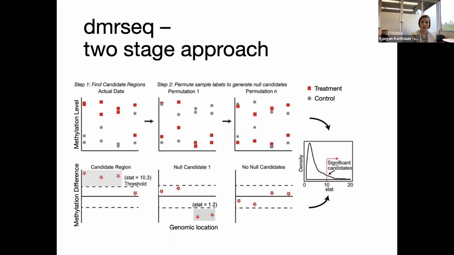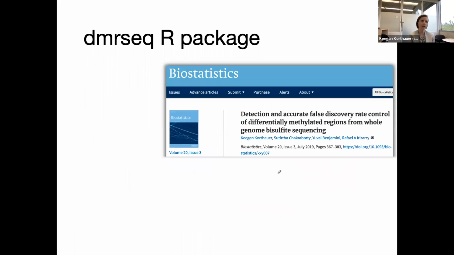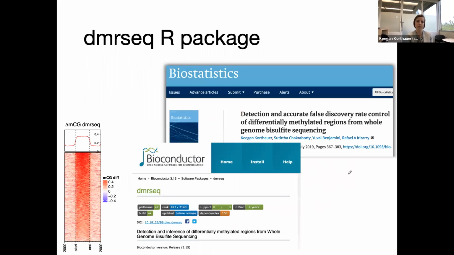This method is published, and there's an R package available in the Bioconductor repository. So it's a general purpose method for analyzing and detecting these types of regions from this type of experimental data.